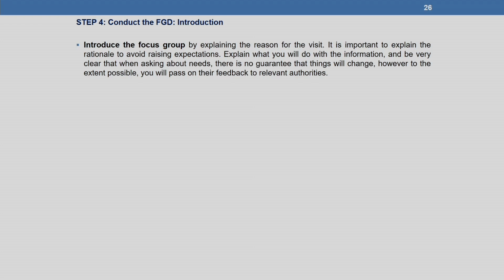How do we do it? We first introduce the focus group by explaining the reason for the visit. It is important to explain the rationale to avoid raising expectations. We must explain what we will do with the information and be very clear that when asking about needs, there is no guarantee that things will change. However, to the extent possible, we must pass on their feedback to relevant authorities.